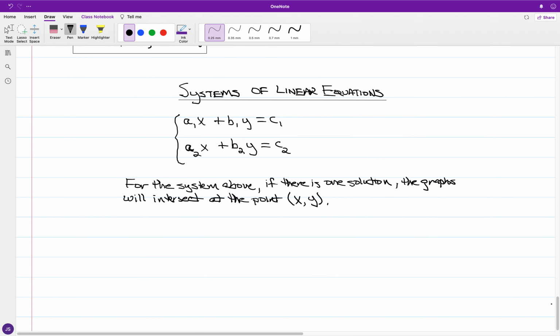And give you just an example of a system. Okay, so if I'm looking at solving for x and y, let's say that we have 3x minus y is equal to 3. And we'll say that we have simultaneously that x plus y is equal to 5.